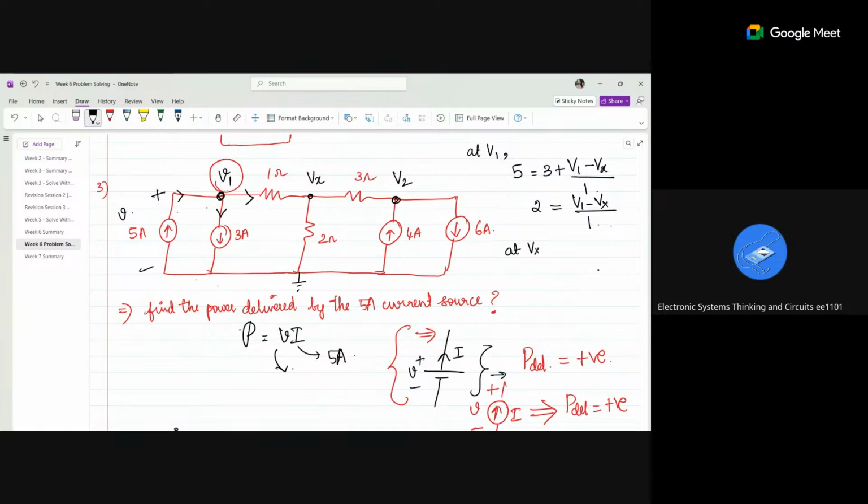Then at Vx, what is the equation at Vx? So to find the equation at Vx, I'll assume all the currents are flowing out.